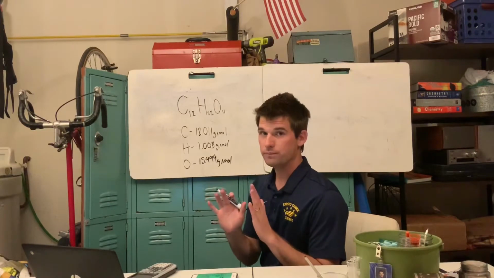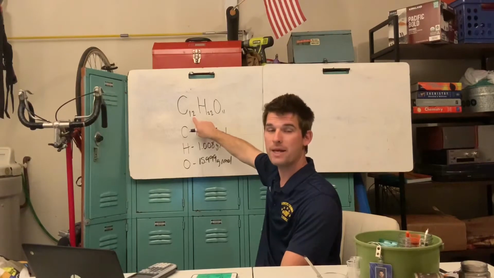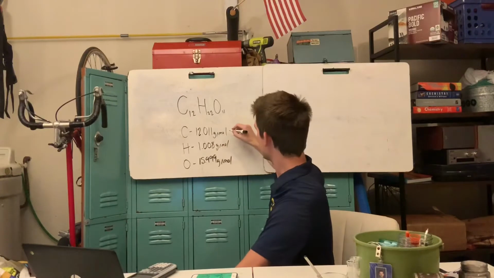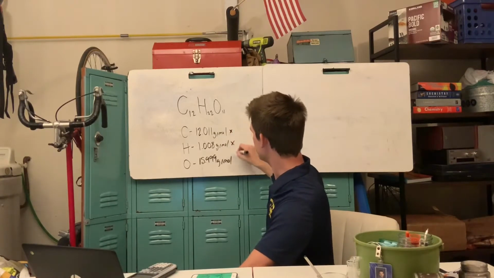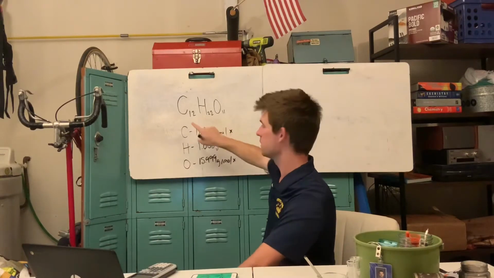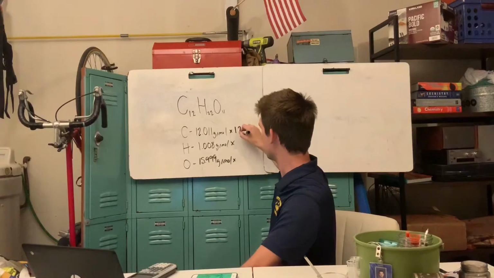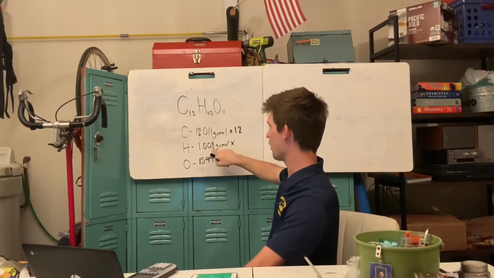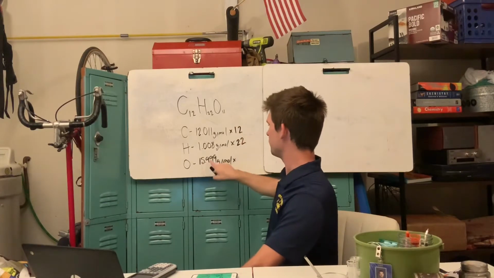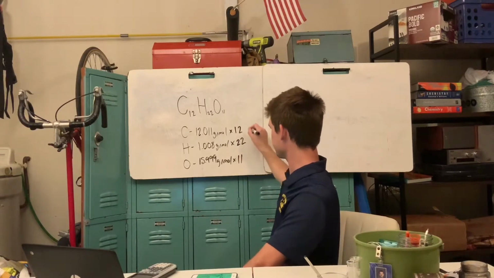And we're not actually done. What we need to do is make sure we take into account how many carbons, how many hydrogens, and how many oxygens are in that compound. So I'm going to multiply each of these molar masses by the coefficient for the appropriate element. So 12.011 grams per mole times 12, 1.008 grams per mole times 22, and then 15.999 times 11, because there are 11 oxygens.